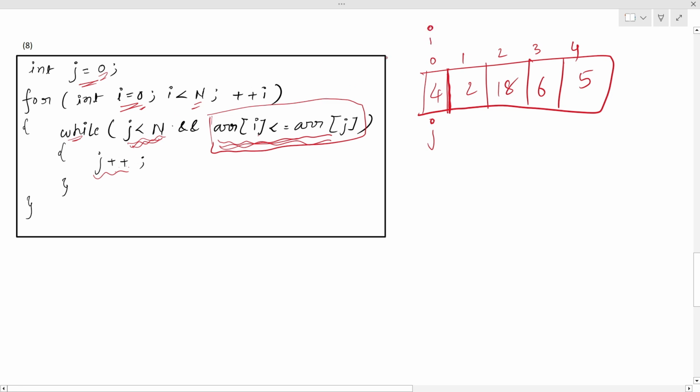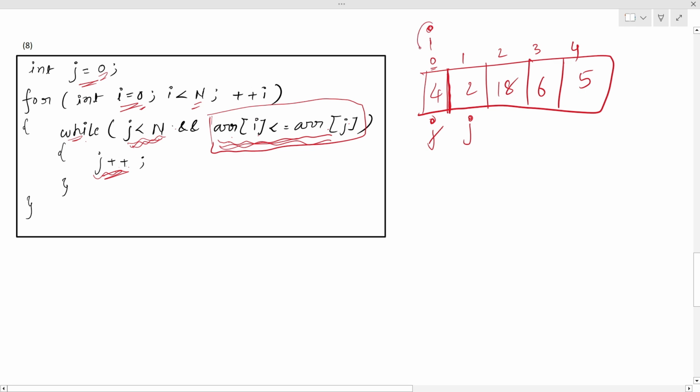And when i is 0, it enters the while loop, and j less than n, that means 0 less than n, yes. And you are checking array of i less than or equal to array of j, that means array of i and array of j are both at the same position, right? So 4 less than or equal to 4, yes, equal. So your j will get incremented. Now j comes here, and again j less than n, and array of i, that means your i is here, right?